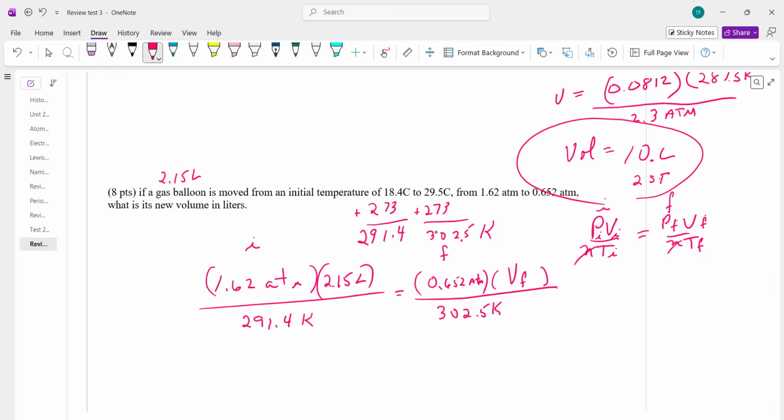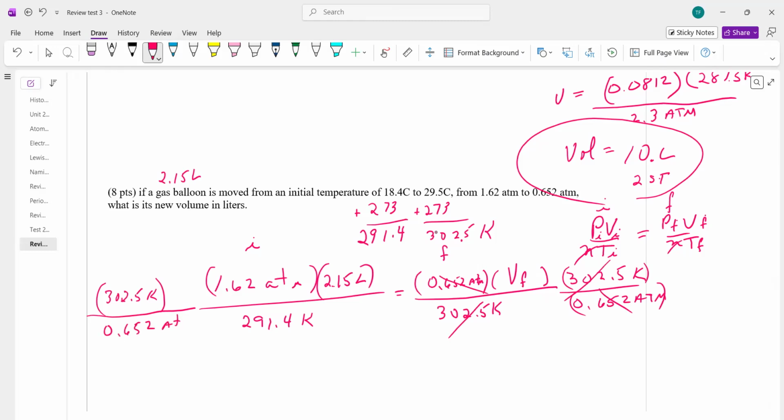So we're going to cross multiply. That means we're going to multiply both sides by, so that cancels. I'm going to divide both sides by 652 atmospheres. So we're left with final volume.